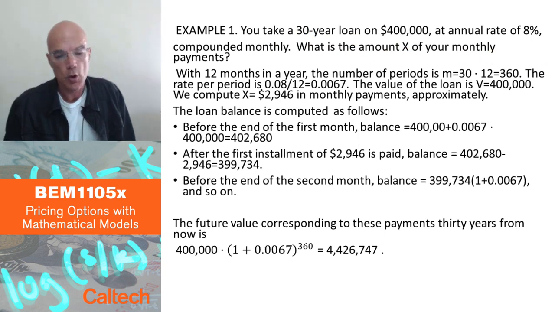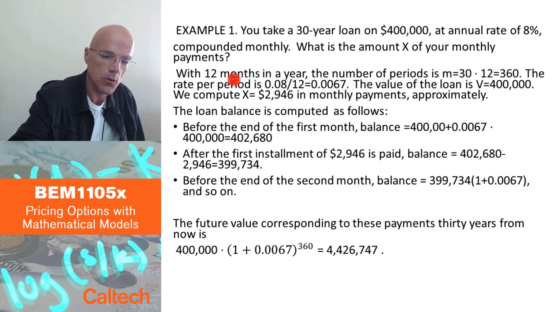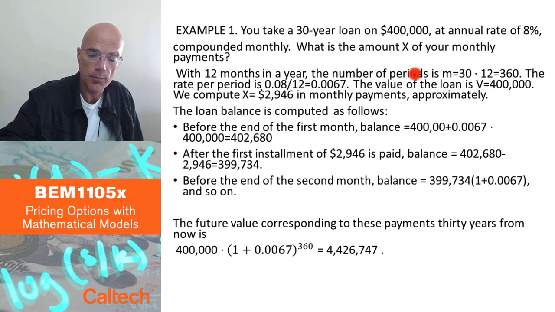Okay? So n is 12, right? Small n is 12 because there are 12 months in a year. So there is 12 times compounding in a year, which means that m, the number of periods, for 30 years is 30 times 12. Each month is a period, so 30 times 12 is the number of periods. It's 360 periods.